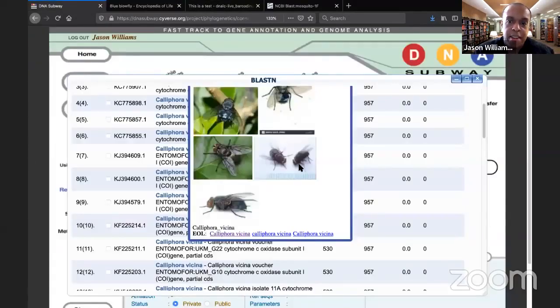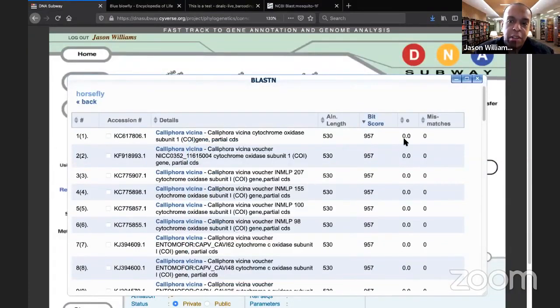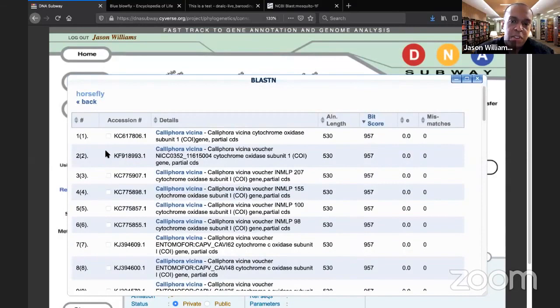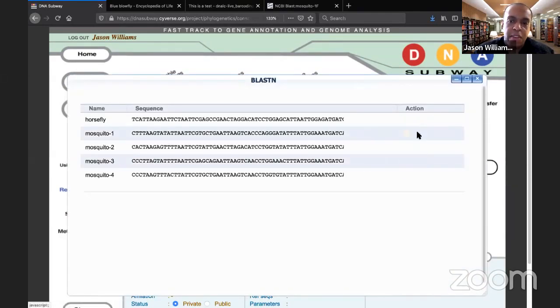And if I go back to DNA Subway, I get some information. I've got really low expectation values, and a low number of mismatches, so these are all looking good. And if I'm interested, I can click on one of those, add these to my project and save them for later. I can go back and do another. We'll see if we got the mosquito.